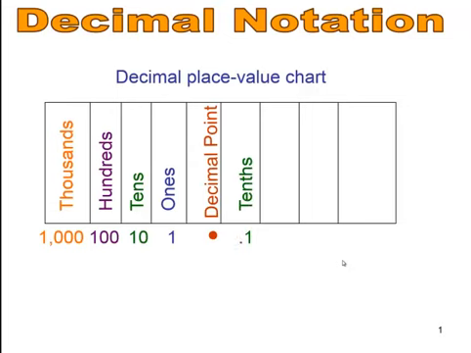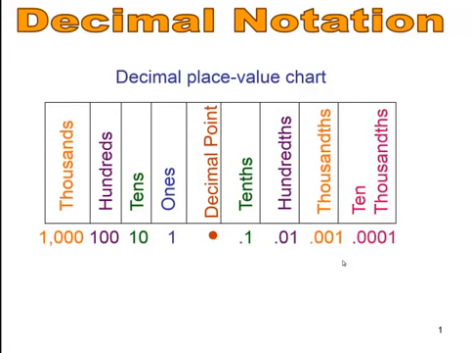So the first decimal place is known as the tenths. The second is known as the hundredths. The third, thousandths, and the fourth, ten-thousandths. So when we're talking about decimal place values, you want to think in terms of one decimal place would be the tenths place, two decimal places would be the hundredths place, and so on.